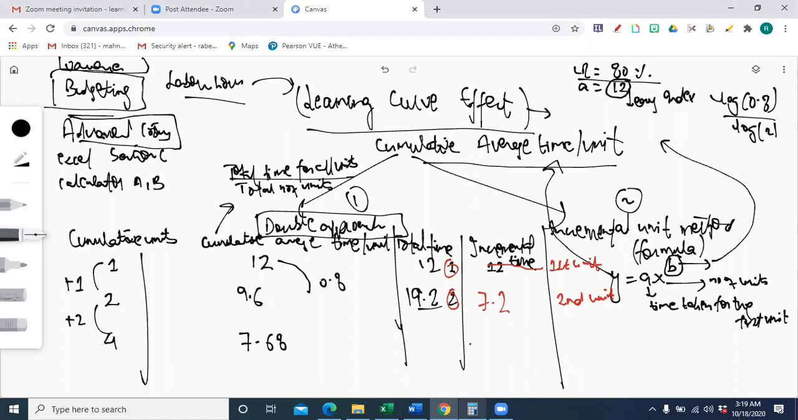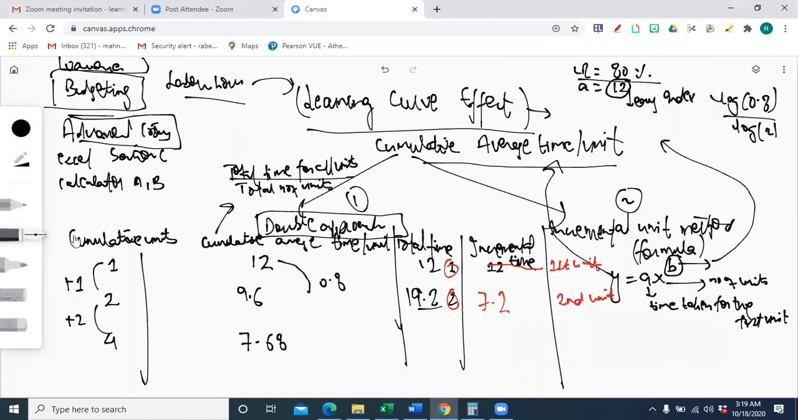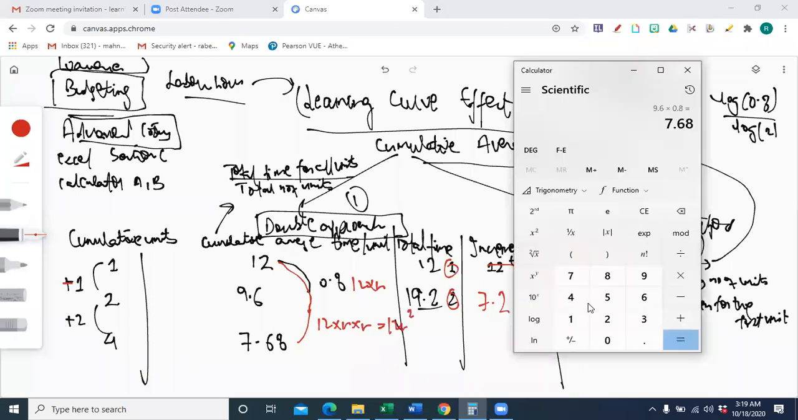Actually, here the time taken for the first batch was 12 into R. And if I calculate for this, it's going to be 12 into R, which means 12 R square, right? 12 R square. I could calculate the same thing by using 12 into 0.8 into 0.8. See, you're going to get this figure.